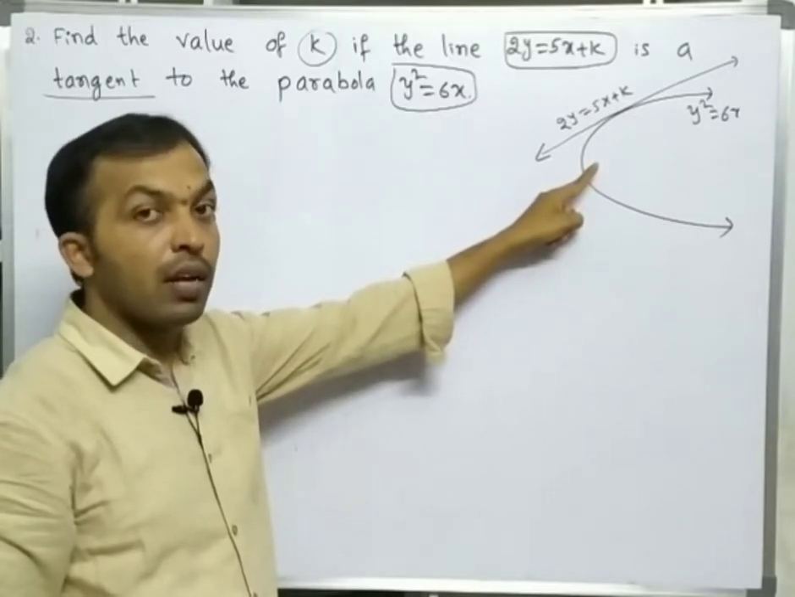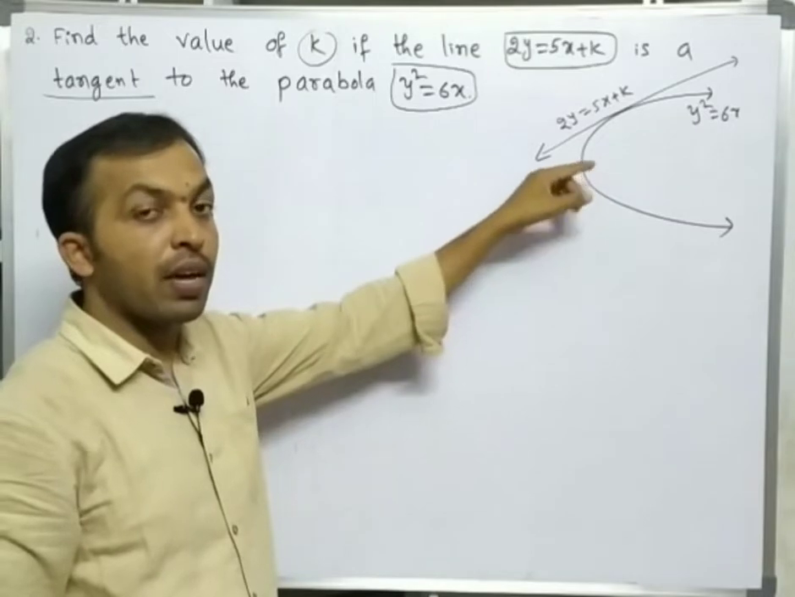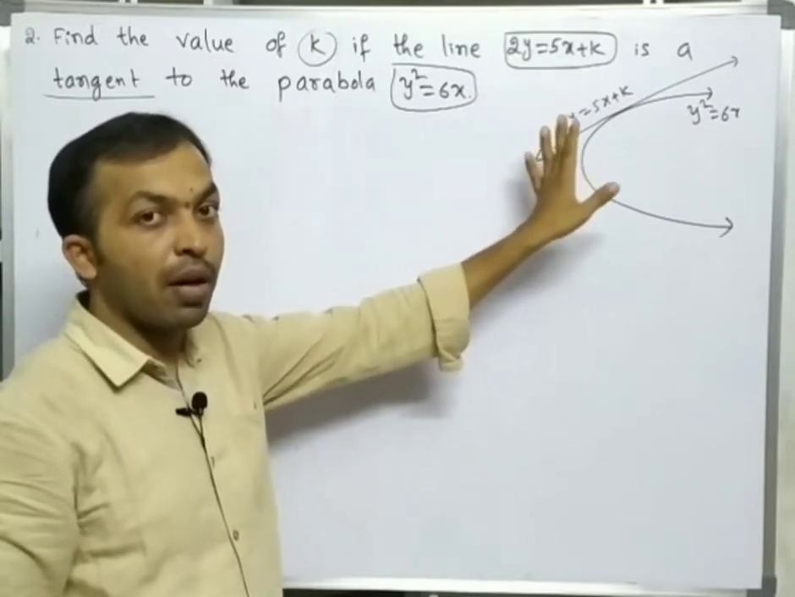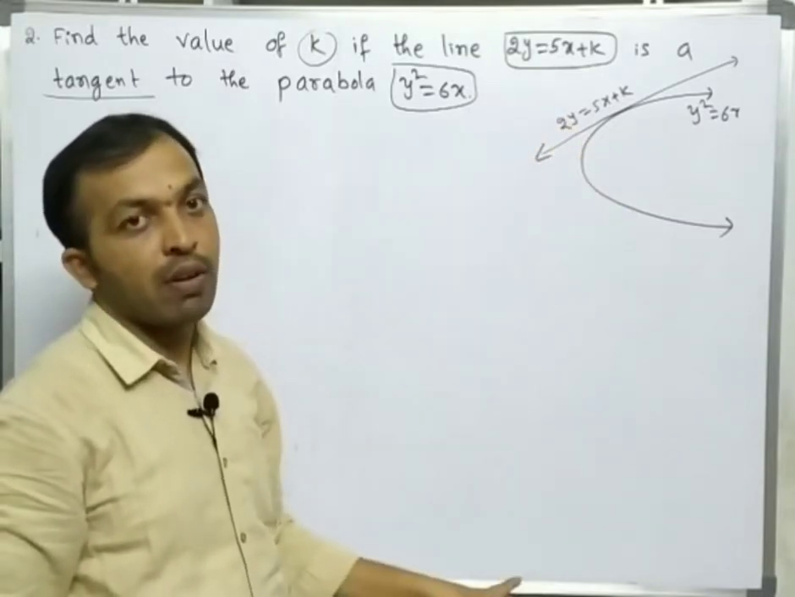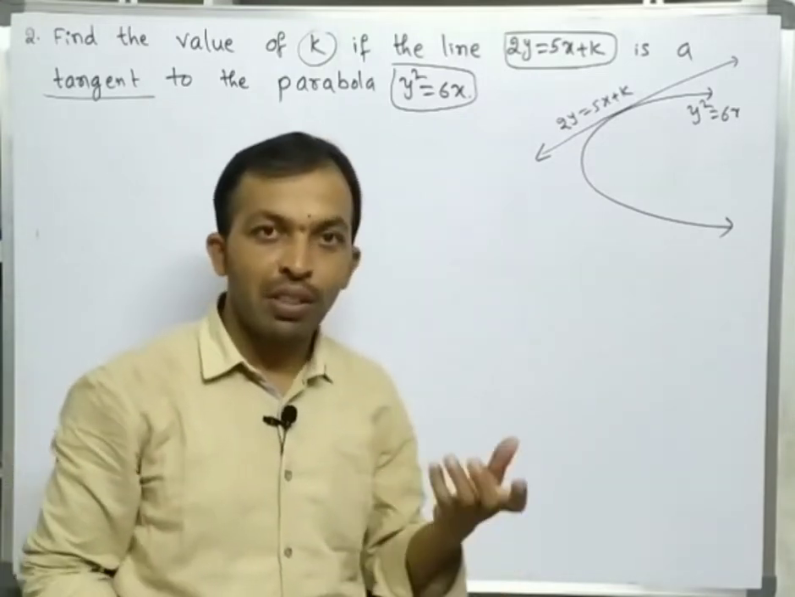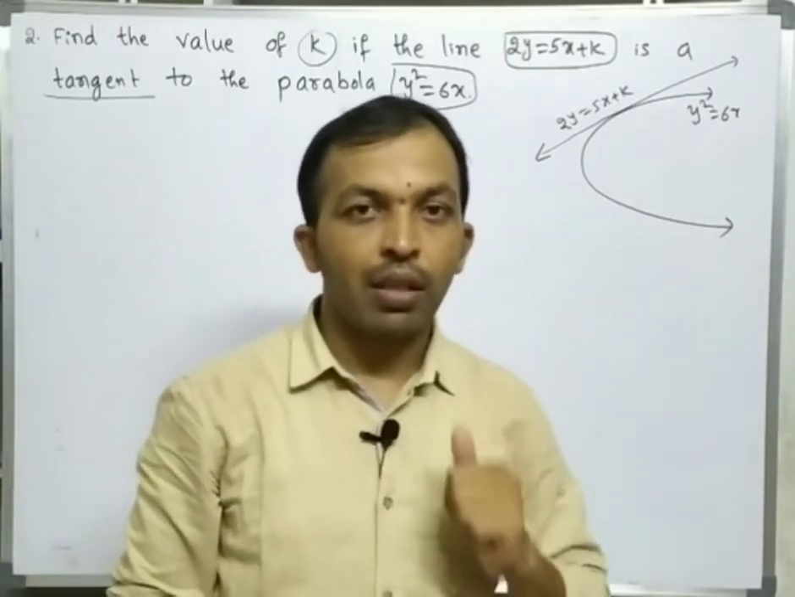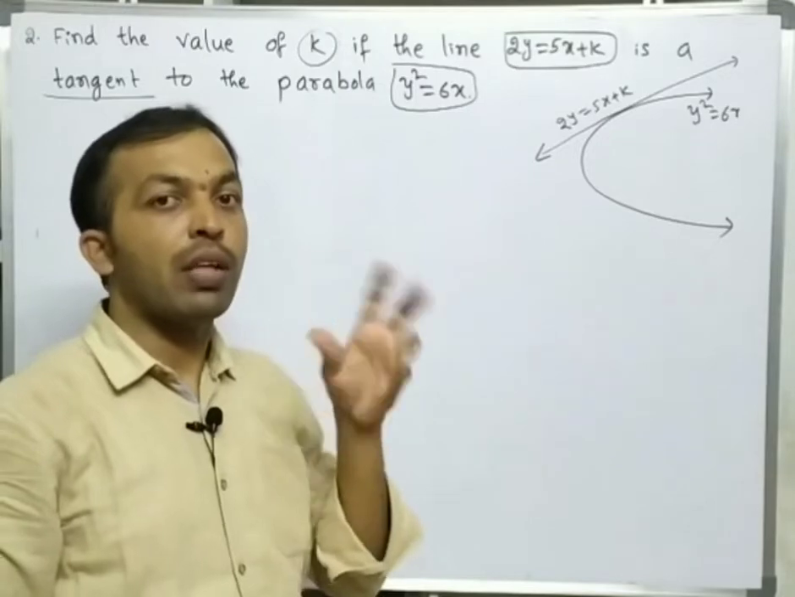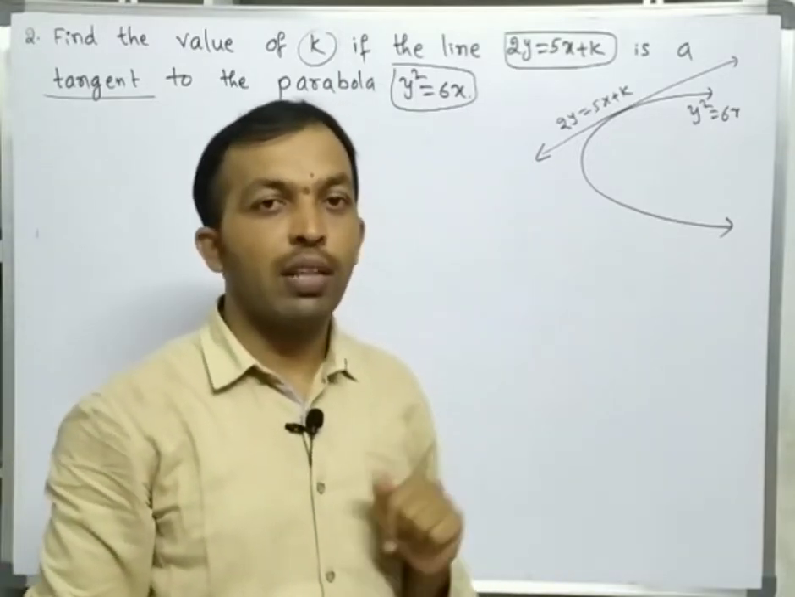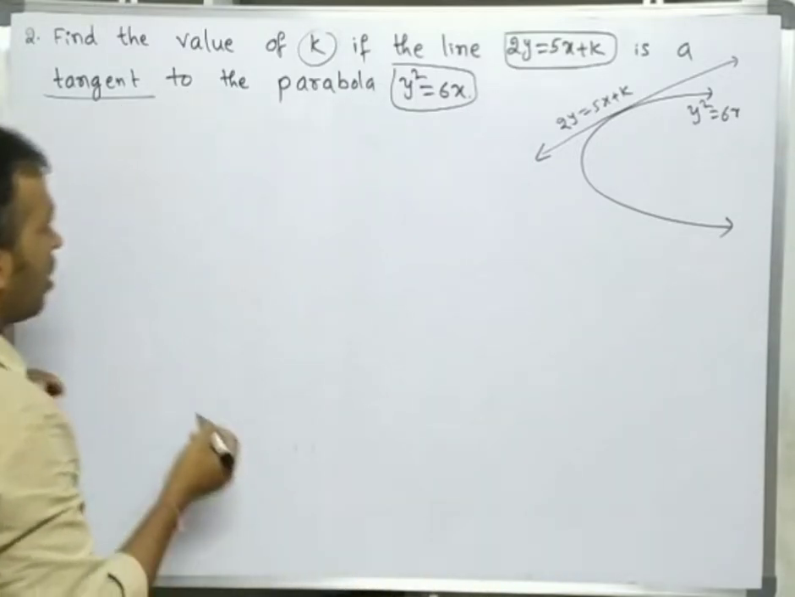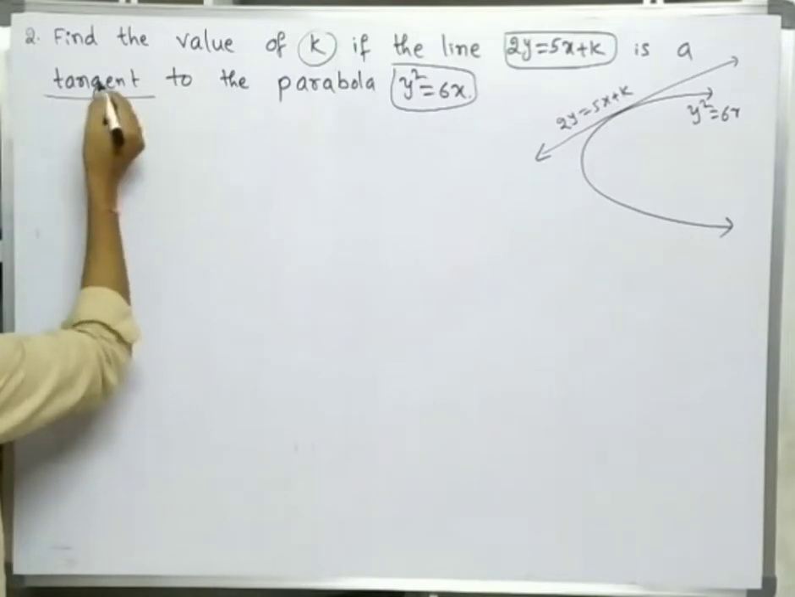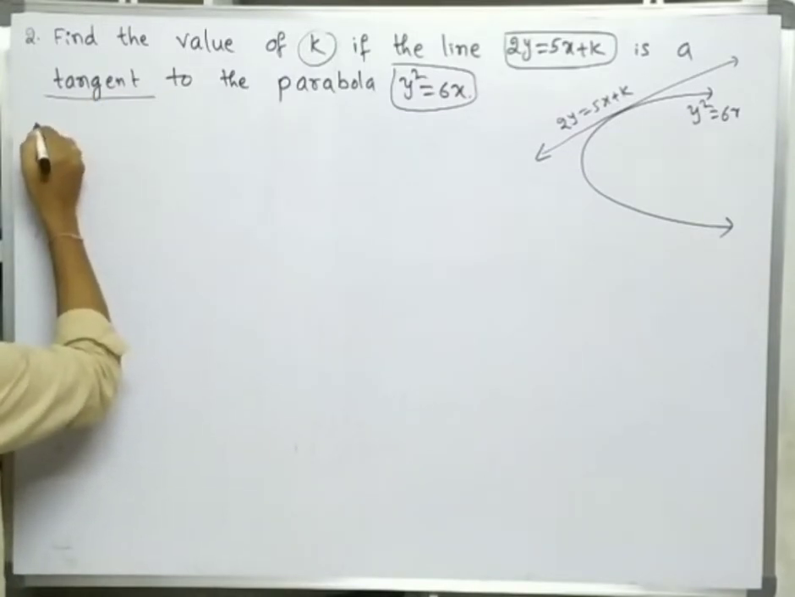So we learned the concept of point of tangency. If a given line is tangent to the parabola, it should satisfy one condition. Recall that condition. What is that? Right, c is equal to a by m. By using that condition, we can find the value of k. Easy problem. Okay, right. So this is for very short answer type questions.